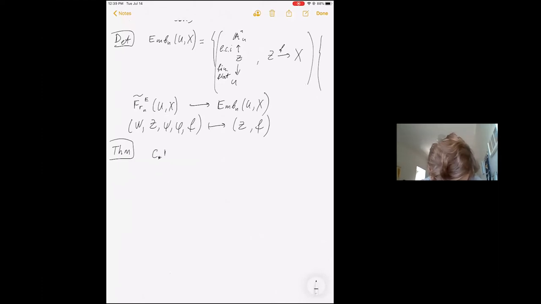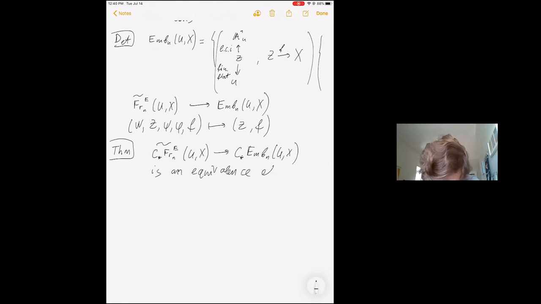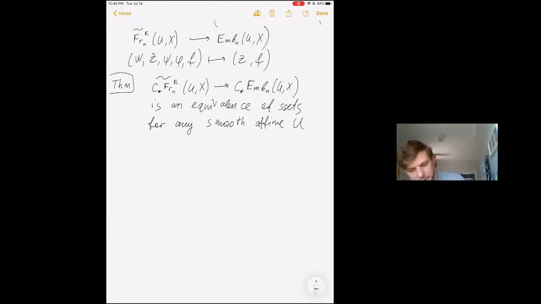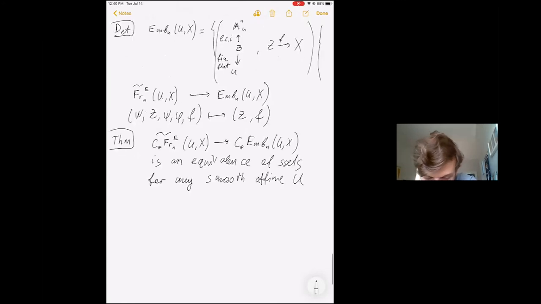So C star frame and E from U to X into C star embedding N from U to X is an equivalence of simplicial sets for any smooth affine scheme U. Right? So for the case of MGL, we can forget about the framing, and the only thing we need to keep track of is the support, actually.